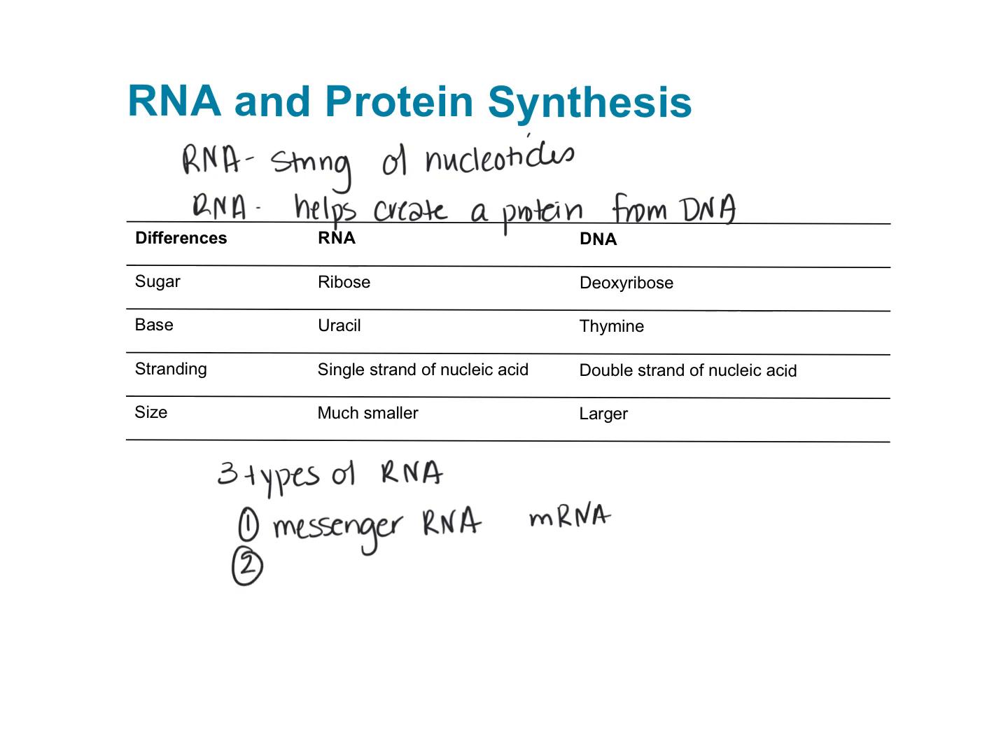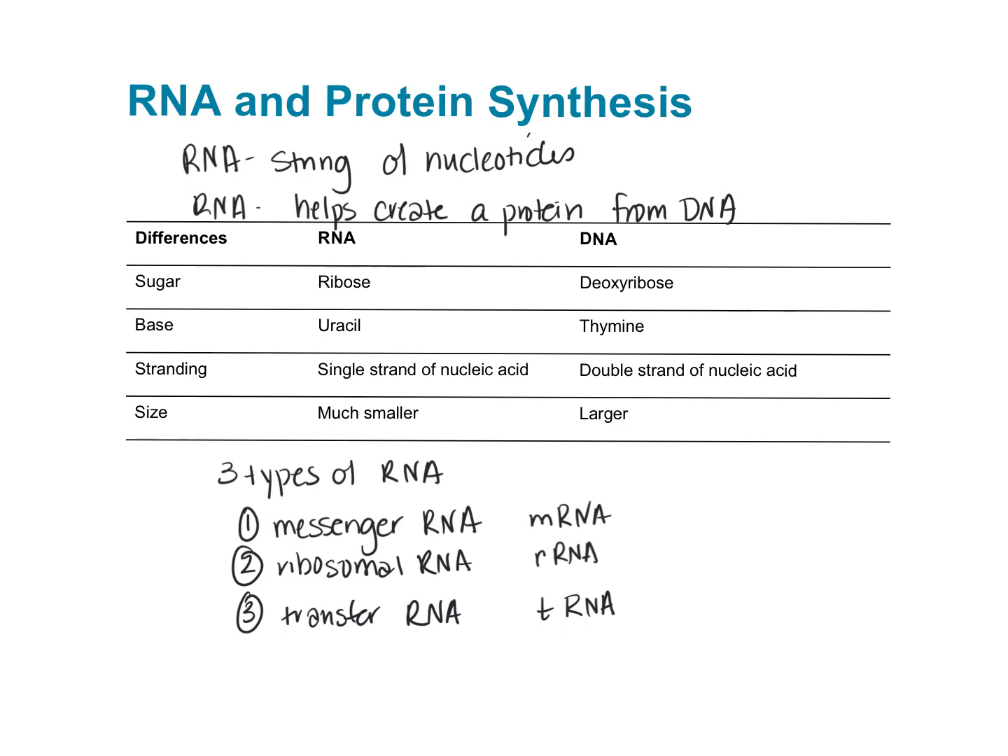The second type is ribosomal RNA, which we are going to abbreviate as rRNA. And then we are going to have transfer RNA, which we are going to abbreviate as tRNA. So we're going to talk about each of these and how RNA helps with protein synthesis.